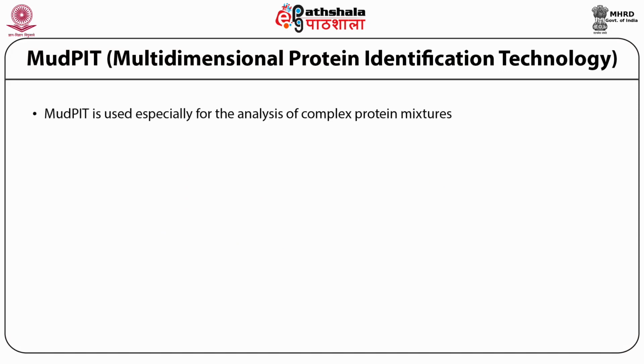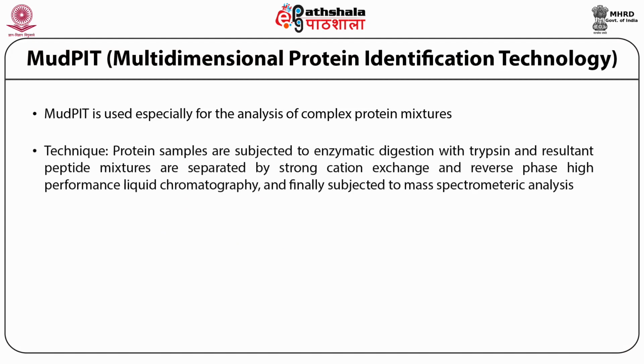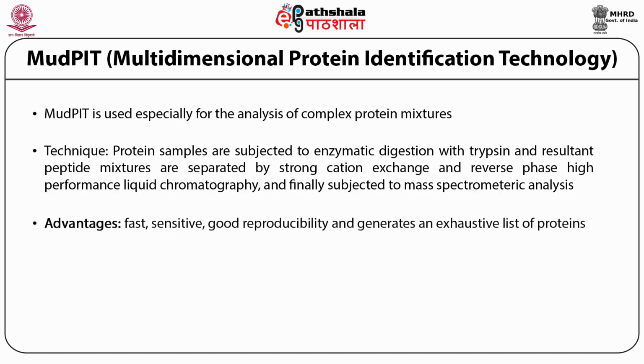MudPIT is used especially for the analysis of complex protein mixtures. This particular technique involves protein samples which are subjected to enzymatic digestion with trypsin, and the resultant peptide mixtures are separated by strong cation exchange and reverse phase high performance liquid chromatography, and are subsequently subjected to mass spectrometric analysis. They have a lot of advantages in that they are fast, sensitive, have good reproducibility, and generate an exhaustive list of proteins.